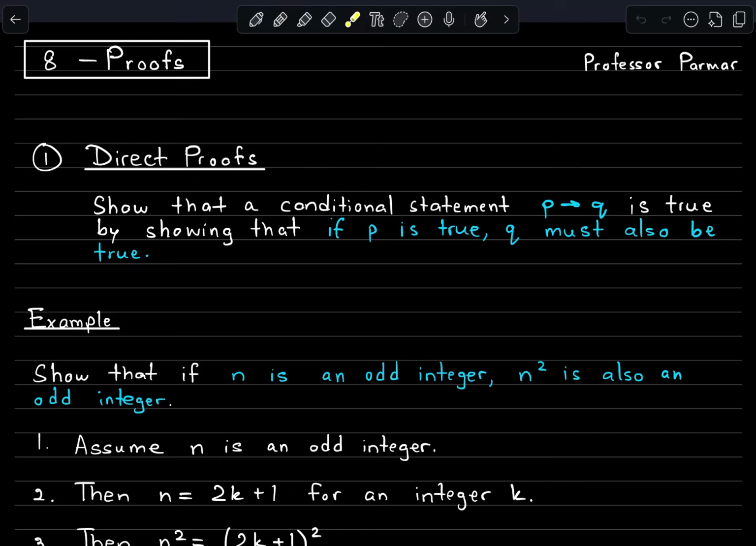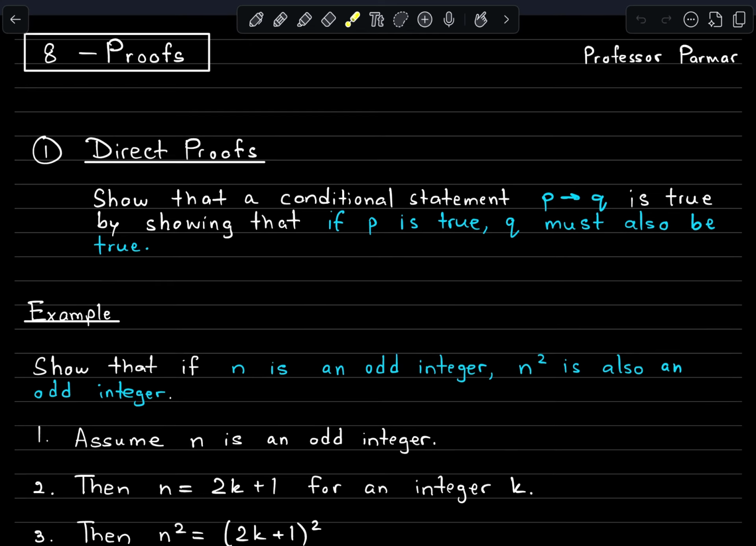This is lecture 8. Today we're going to talk about proofs and do a little bit of an introduction to different proof methods. So the first one that we're going to talk about is called the direct proof. And the goal here is to show that a conditional statement, if P then Q, is true by simply showing that if P is true, if that's one of our starting premises, we can arrive at the conclusion that Q must also be true.